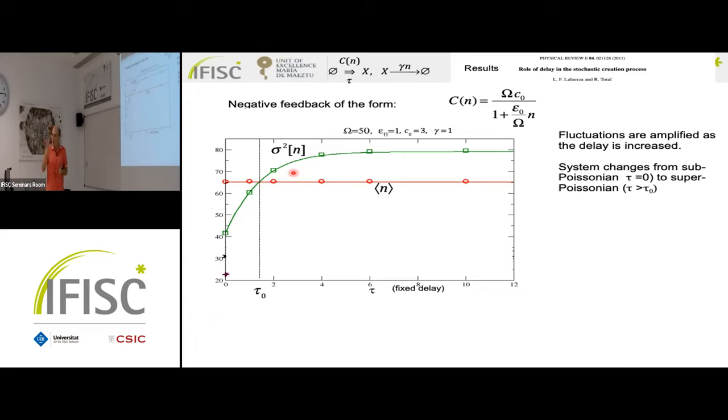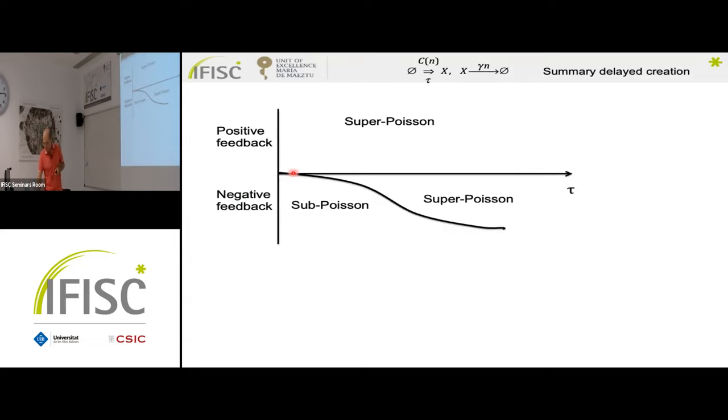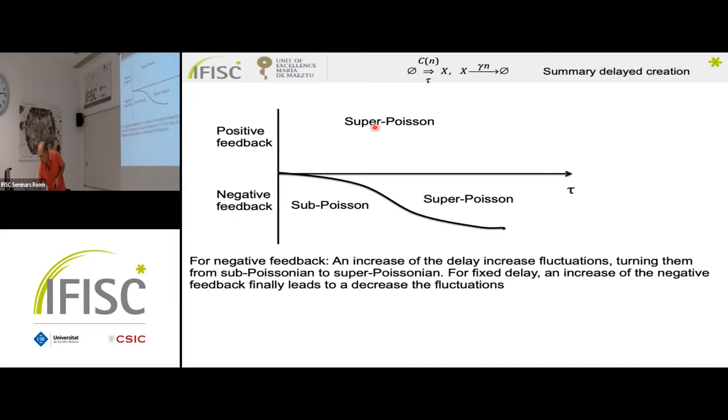So this fact that you can go from sub-Poissonian to super-Poissonian might not have to do with the dependence on the particles. It has to do, or might have to do, with the time delay in this process. So the system can change from sub-Poissonian to super-Poissonian. So this is a summary of results. You have a negative feedback, and you increase the correlation time. You go from sub-Poissonian, so fluctuations below the mean, to fluctuations above the mean. If your feedback is positive, an increase of the delay decreases the fluctuations. So this has a contrary effect. If you go this way, fluctuations decrease. If you go this way, fluctuations increase.